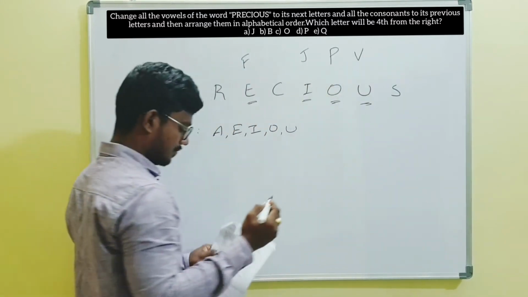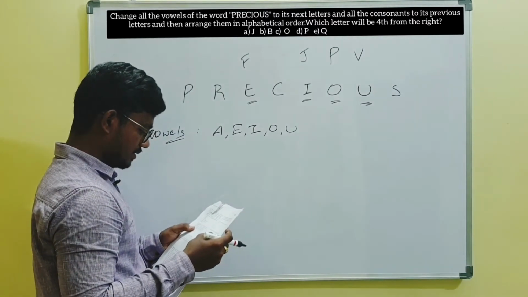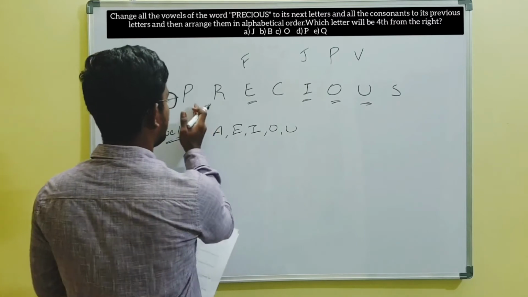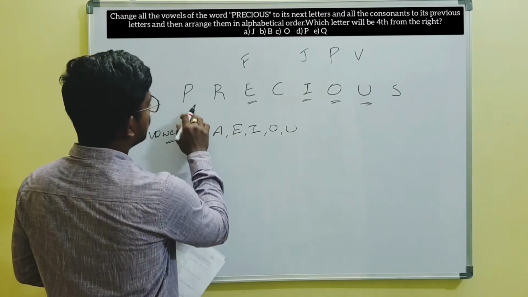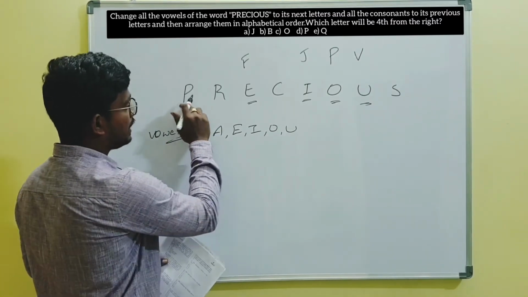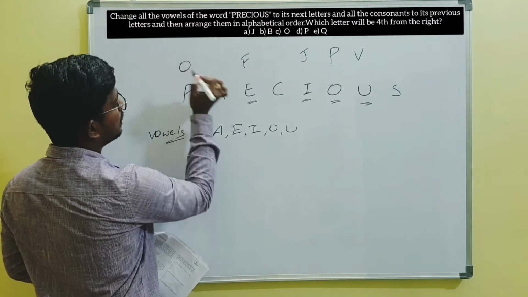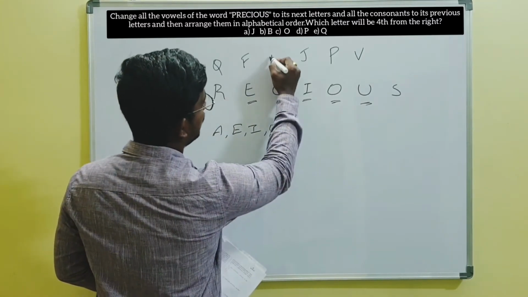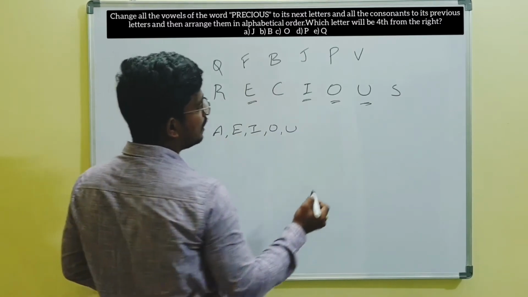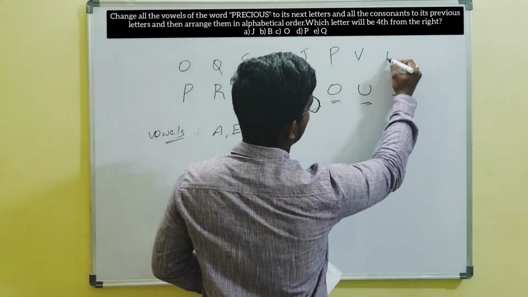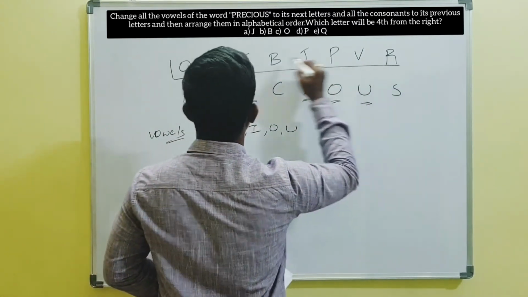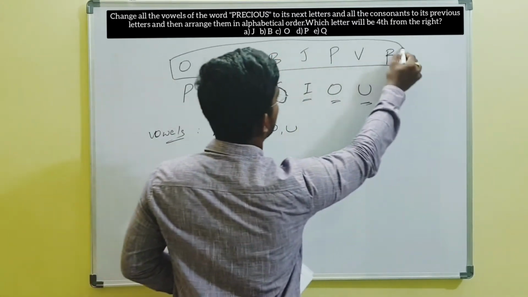And the second statement is, all the consonants change to their previous letters, meaning before those letters. Before the letter P is O, R is Q, C is B, and S is R. So our letters are obtained.